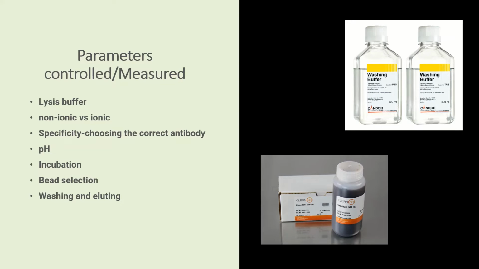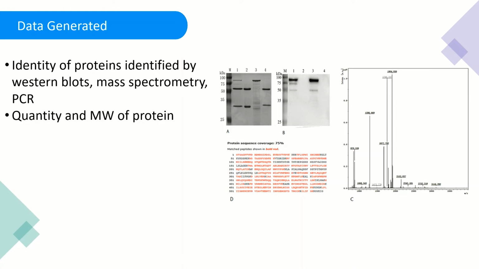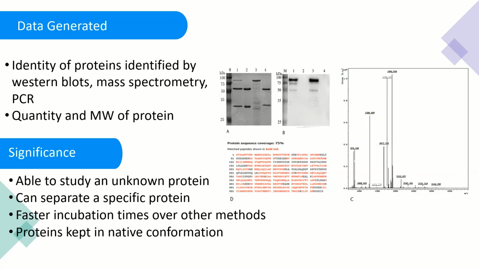Some things to consider when doing an IP are choosing the right lysis buffer, considering pH, specificity of our antibody, and washing and eluting. Once we have our purified sample, we can identify proteins by mass spec and quantify them by using Western blots or analyze them using PCR. With IP, we're able to study unknown proteins, and it offers faster incubation times over other methods. We're also able to keep the proteins in their native conformation.